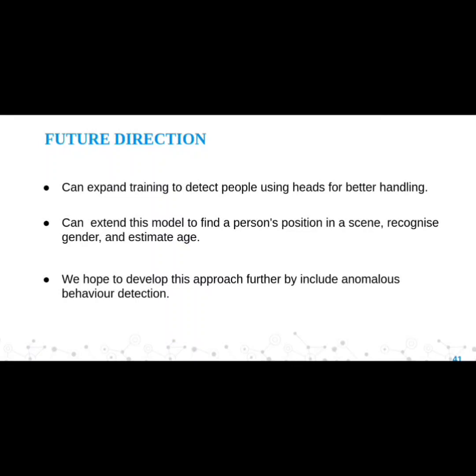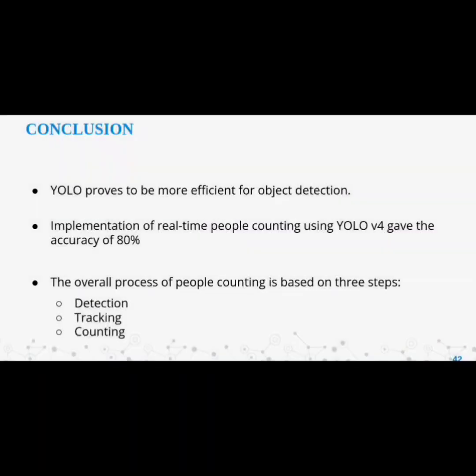So of all the three models that we have used, we found that YOLO has the higher accuracy, and we have also implemented real-time people counting using YOLO V4, where we got an accuracy of 80%. Now let's start with the demo video.